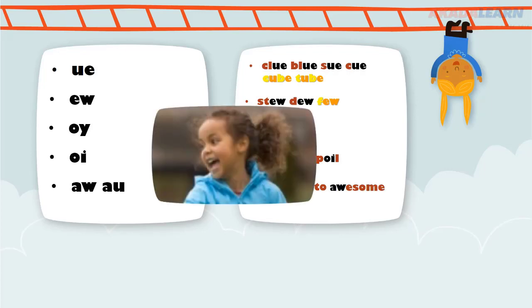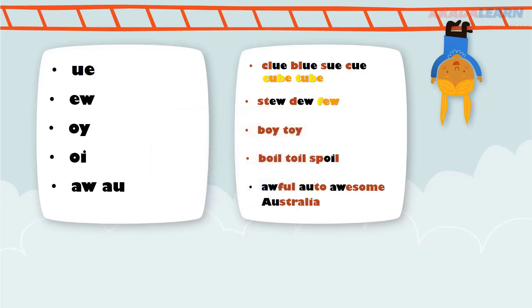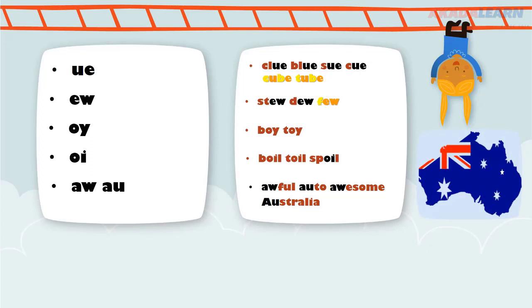Let's look at some other examples. Awesome. This is the word awesome. AW making the aw sound. Then there's an E which is silent in this word. Then SOM and another silent E. So that's how you spell awesome. AWESOME. The last example is Australia, which is a country. Australia.